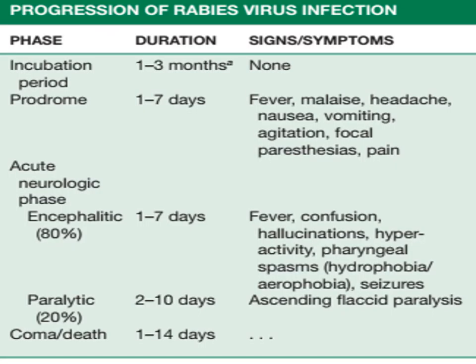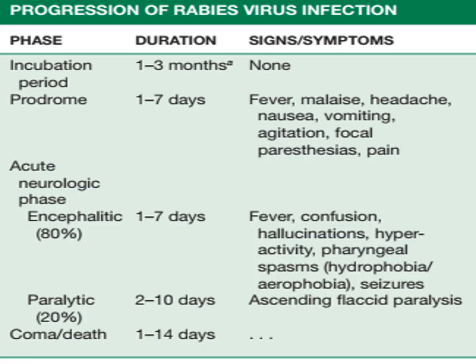This is the progression of rabies virus infection: the phase, the duration, and the signs and symptoms. Phase first, incubation period, 1 to 3 months, no signs or symptoms. Prodrome, about 7 days, contains fever, malaise, headache, nausea, vomiting, agitation, focal paresthesia, and pain. Acute neurologic phase: 80% encephalitic and 20% paralytic.